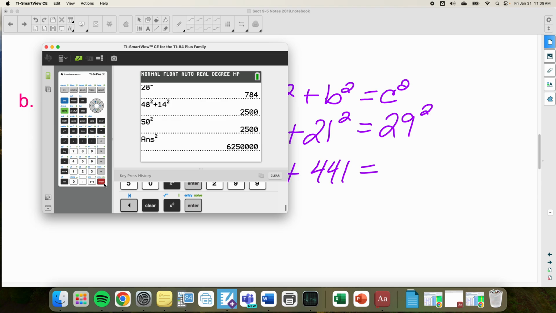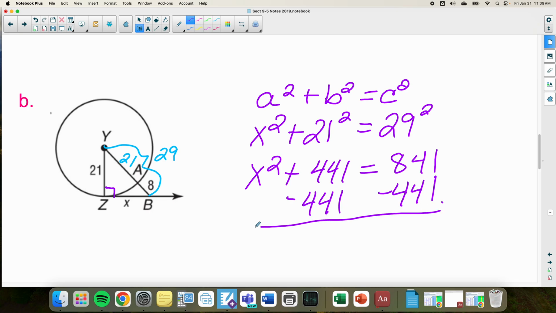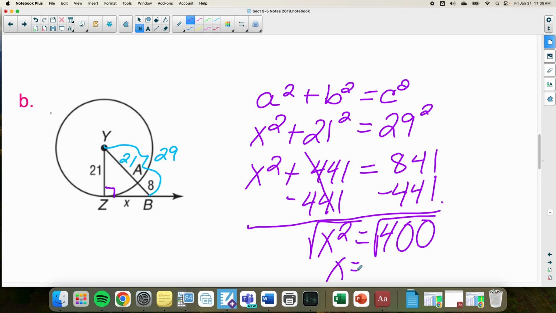Oof, that is not what I wanted. 29 squared is 841. You can subtract 441, and we would get that x squared equals 400, and then we would take the square root, and the square root of 400 is 20.